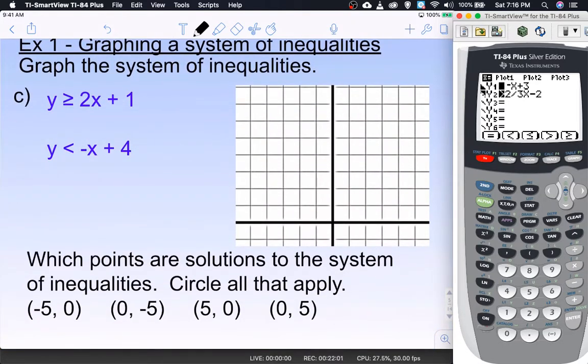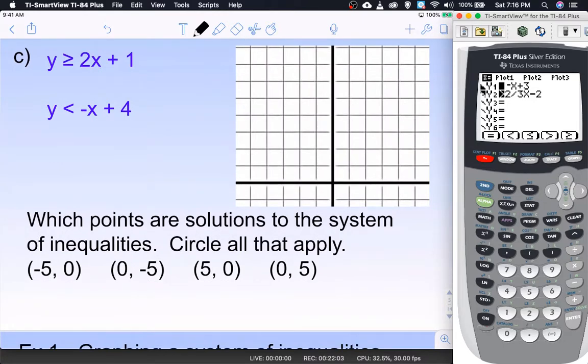Okay, here's one I'd like you to try. Go ahead and pause the video, graph these two inequalities yourself, and then find out which of those points are solutions to the system of inequalities. When you're ready to continue, hit play, and we'll go through it together.